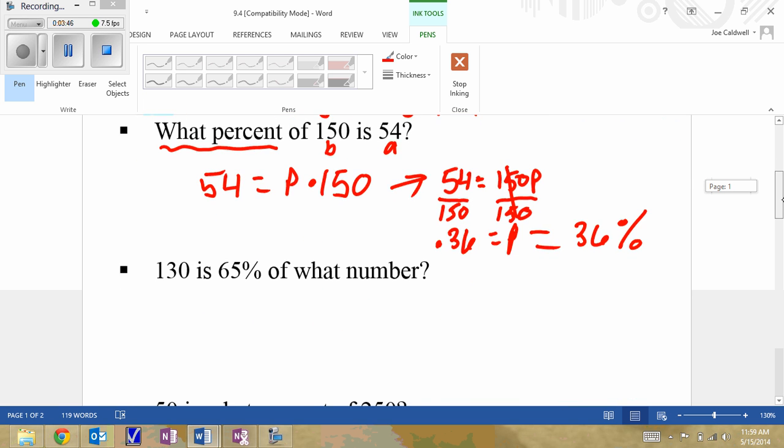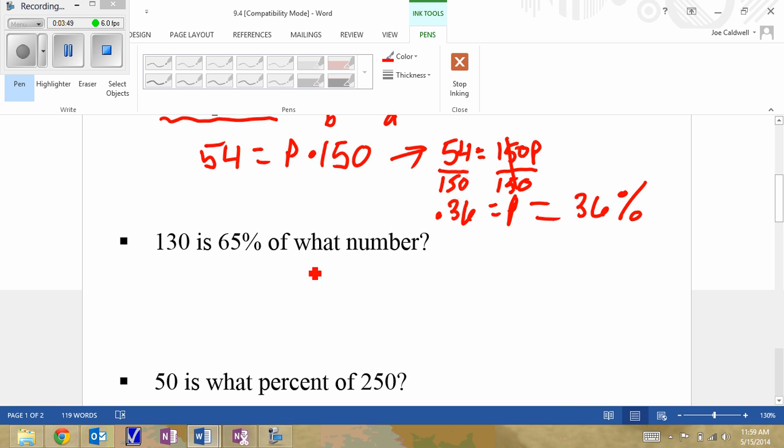So let's take a look at another example. In this case, the what number is at the end, which means we don't know the b value. So we do know the a value, and then obviously this is the percent. So we're going to plug in 130 for a. We're going to plug in, here's the key difference, instead of 65%, we're going to plug in 0.65 because it has to be written as a decimal, times b. Getting kind of confusing there. That's a decimal. That's a multiply.